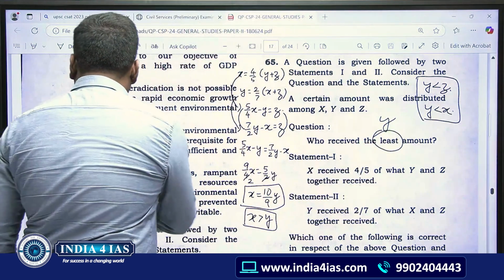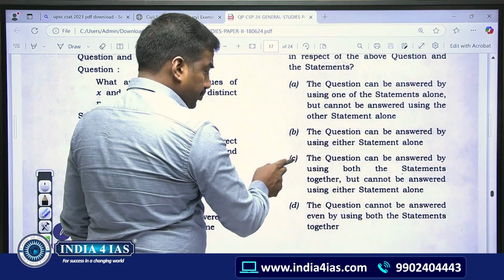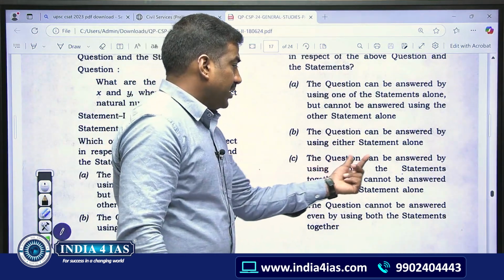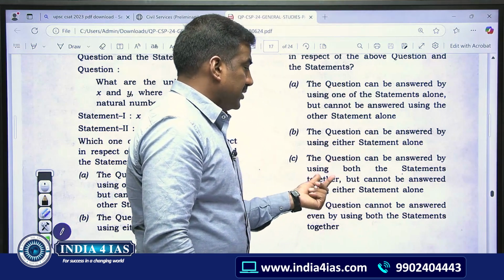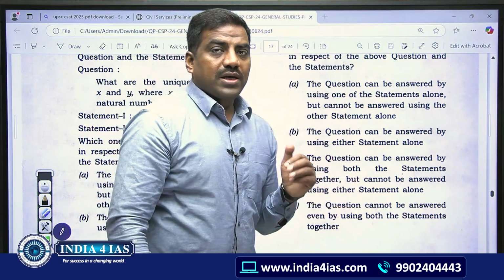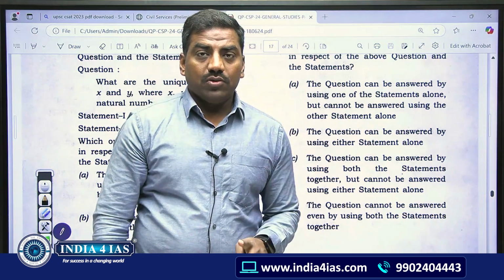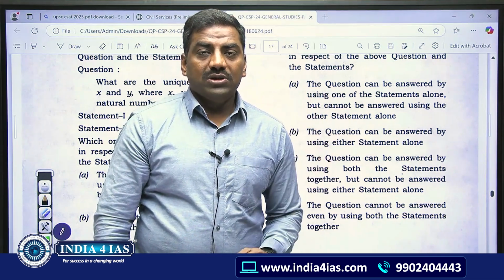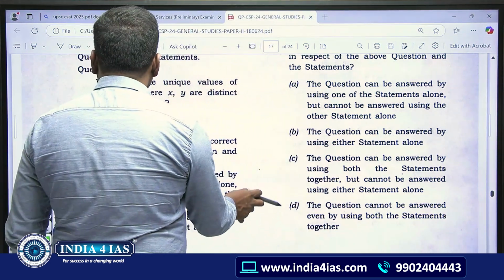That is why in this particular case, we have to mark C, because the question can be answered by using both the statements together but cannot be answered using either statement alone. So here we are getting the answer, but not by statement 1 alone, not by statement 2 alone. By combining both statements 1 and 2, we are getting the answer. Let us go to the next question.